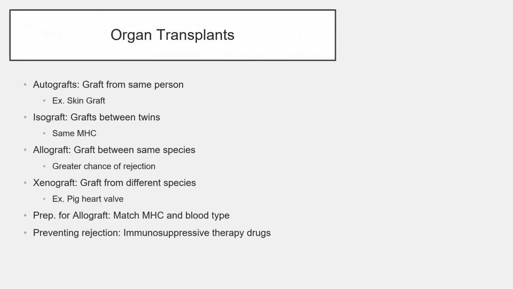There are 4 types of organ transplants. Autografts are grafts from the same person, for example, a skin graft from a different part of your body. Isografts are grafts between twins that are genetically identical and have the same MHC. Allografts are grafts between the same species, but they have a greater chance of rejection. And xenografts are grafts from different species, such as a pig heart valve. When preparing for an allograft, it's important to match the MHC and the blood type, and to prevent rejection, the patient is given immunosuppressive therapy drugs.